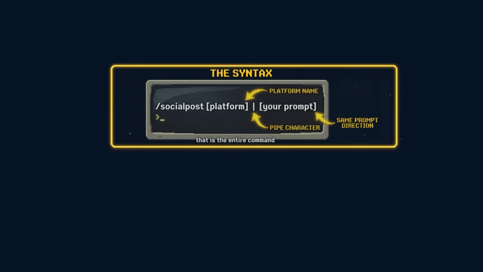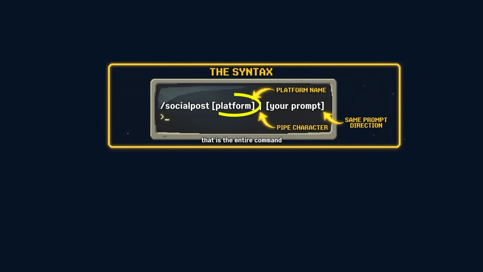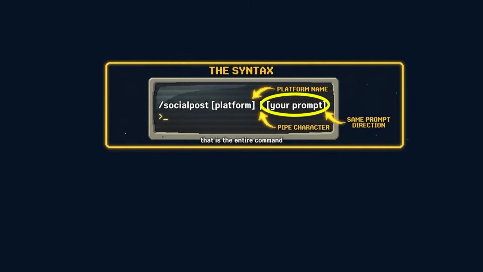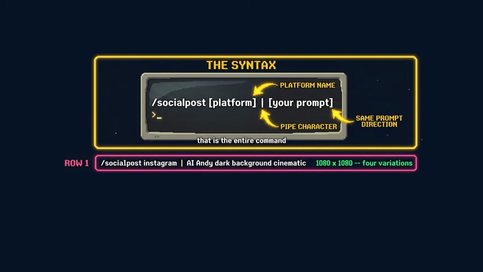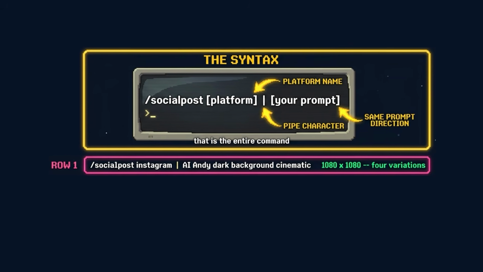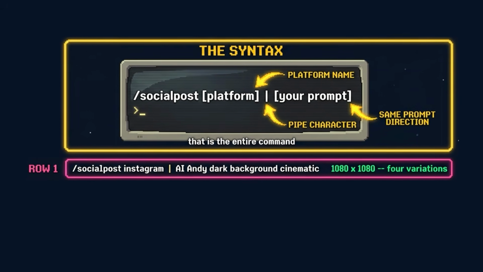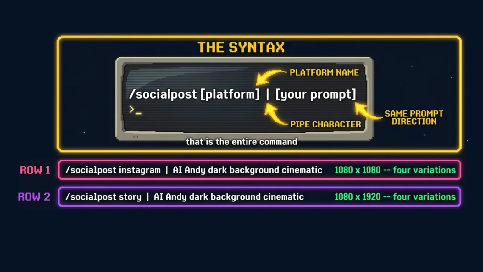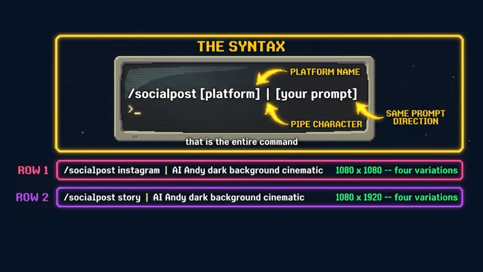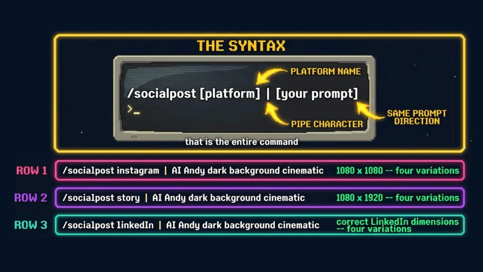The /socialpost command takes 2 arguments separated by a pipe, the platform name and your prompt. Type /socialpost Instagram, and the script looks up the aspect ratio for Instagram feed, 1080 by 1080, and generates 4 variations at that size. Same prompt, social post story, it generates 1080 by 1920. Same prompt, social post LinkedIn, it generates the correct dimensions for LinkedIn.